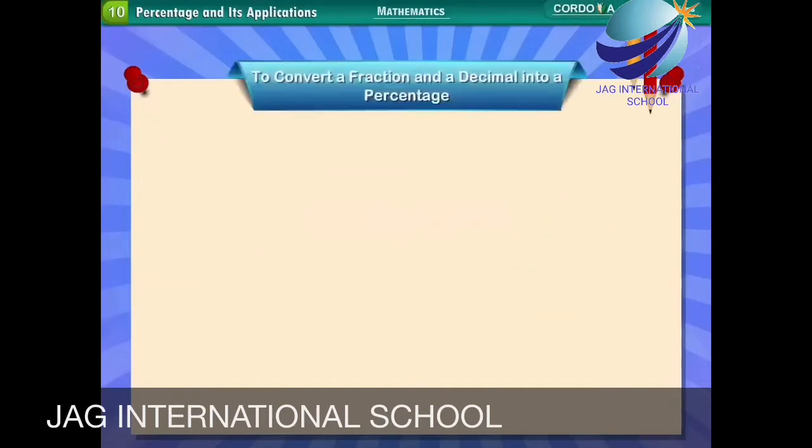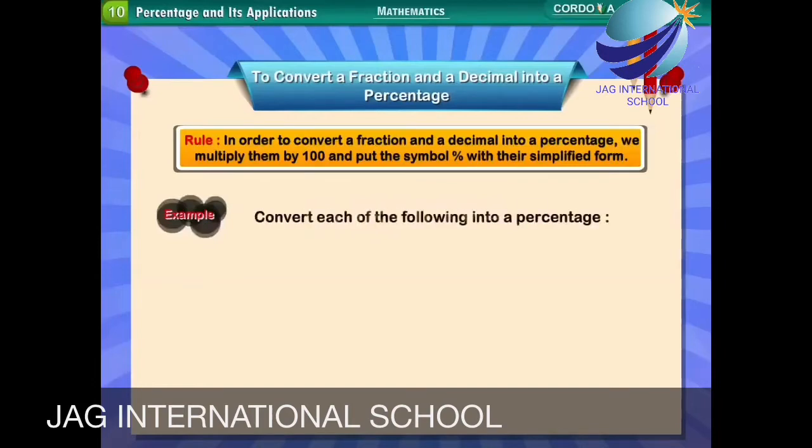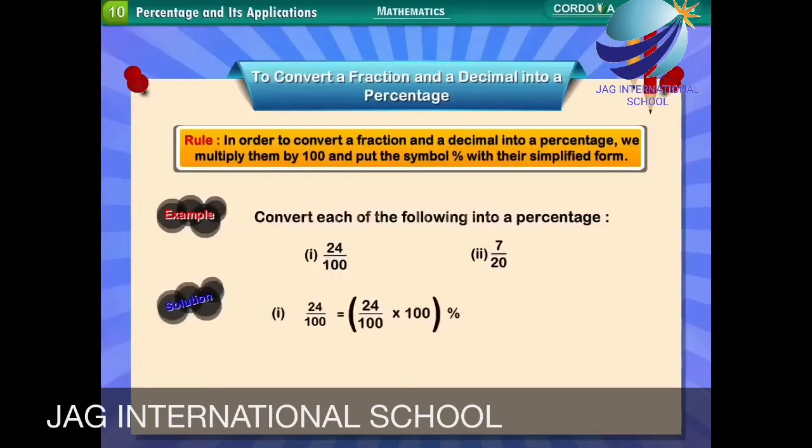To convert a fraction and a decimal into a percentage. Rule: in order to convert a fraction and a decimal into a percentage, we multiply them by 100 and put the symbol % with their simplified form. Example: convert each of the following into a percentage. 24 upon 100, 7 upon 20. Solution: 24 upon 100 is equal to 24 upon 100 into 100%, which is equal to 24%. 7 upon 20 is equal to 7 upon 20 into 100%, which is equal to 35%.